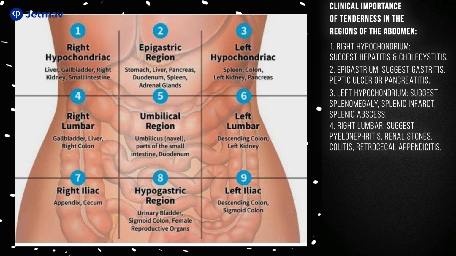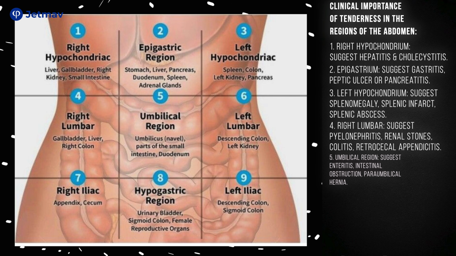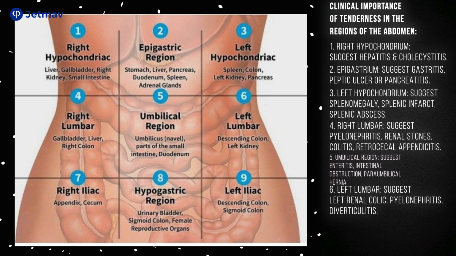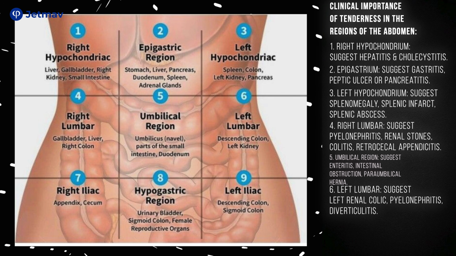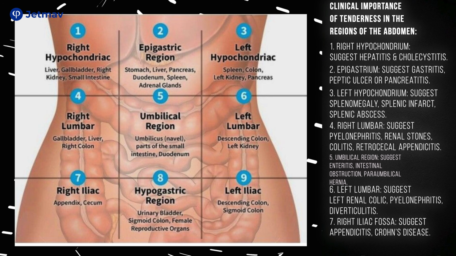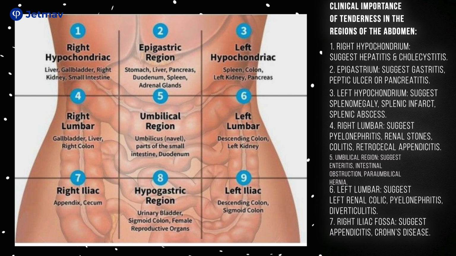If you elicit tenderness in the umbilical region, where you have the small intestine and the transverse colon, it might suggest a possible enteritis, intestinal obstruction, or even a para-umbilical hernia. Then if you elicit tenderness in the left lumbar region, where you have the descending colon, the left kidney, and the ureter, your differentials can be pyelonephritis or even a left renal colic. Then we also have the right iliac fossa, where you have the appendix and the cecum. So when you have tenderness in this area, your differentials can be appendicitis or Crohn's disease, which is a chronic inflammation of the intestine.